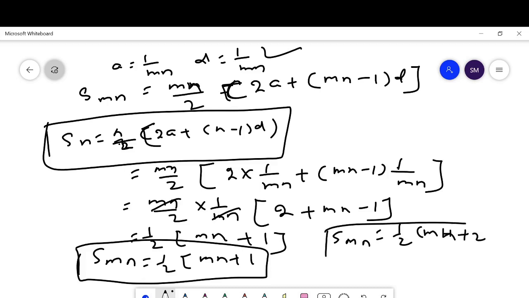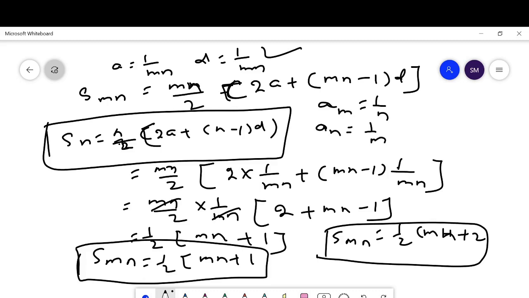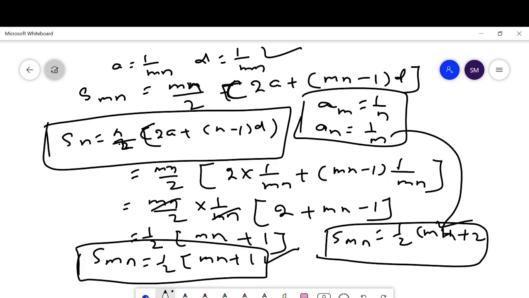Then we get this. Here in the question, an is equal to 1 upon m and am is equal to 1 upon n. Here the question is given, just recall. Then we have to prove that S of mn is equal to this. By solving the question, we get Smn is equal to half of mn plus 1. Okay. The next question.